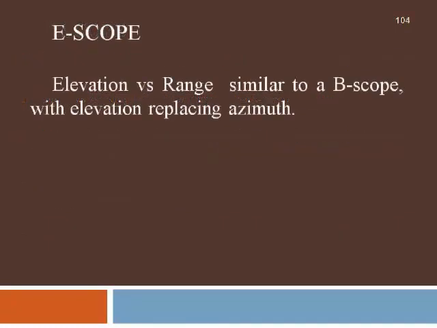E scope, it is the elevation versus range display similar to B scope with elevation replacing the azimuth. Any queries please?